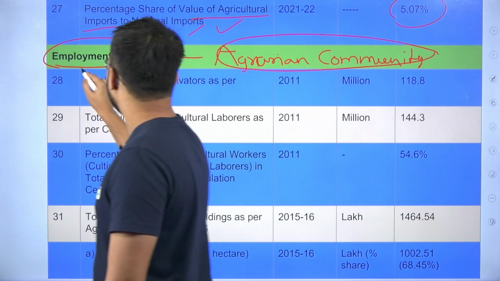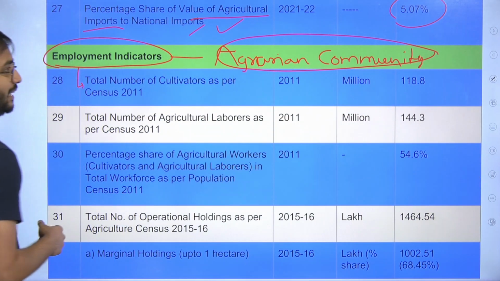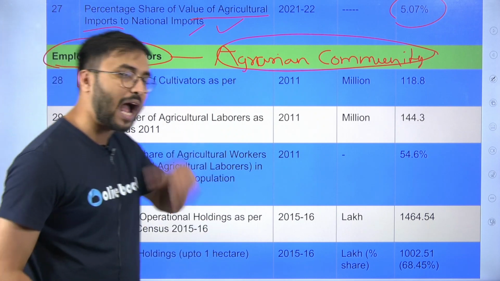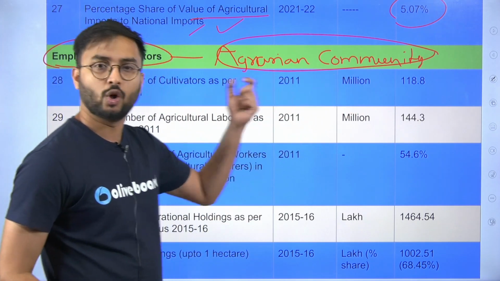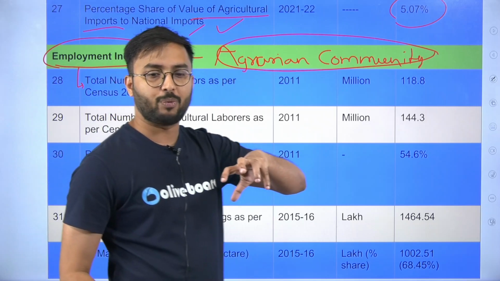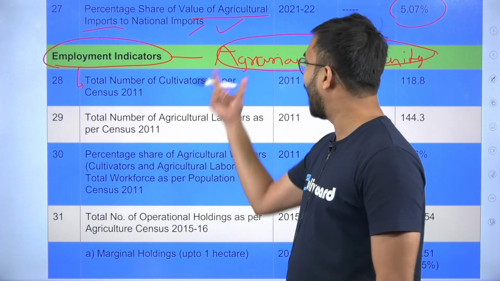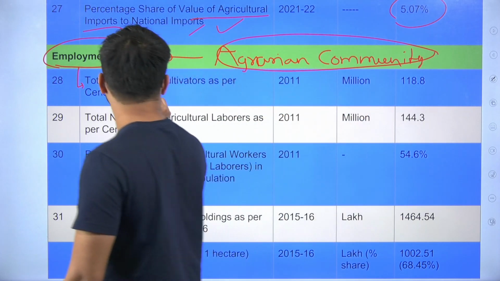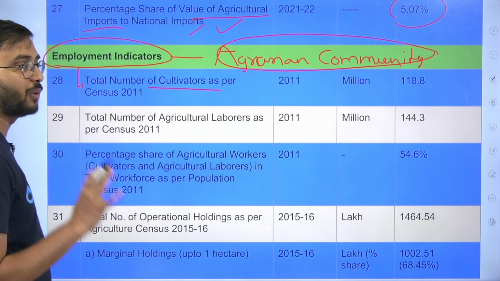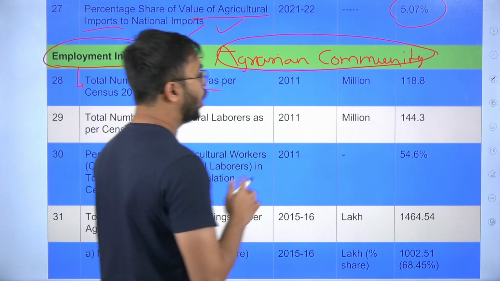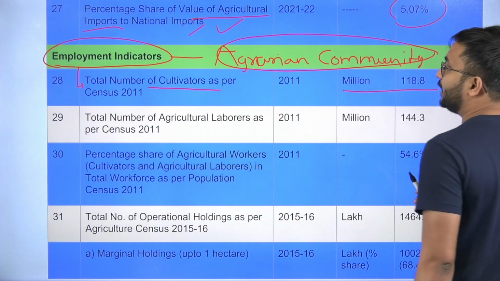So considering that, let's look at our employment indicators and try to understand why India is called an agrarian community. Apart from the major part of our population living in rural areas, there is also a very important aspect behind why India is called an agrarian community. The first thing is the total number of cultivators as per the latest census of 2011. What is it? 118.8 million.